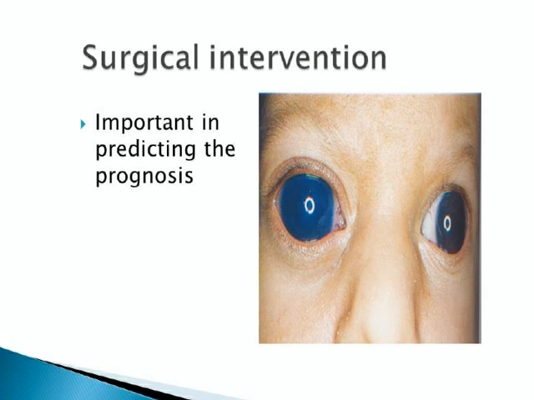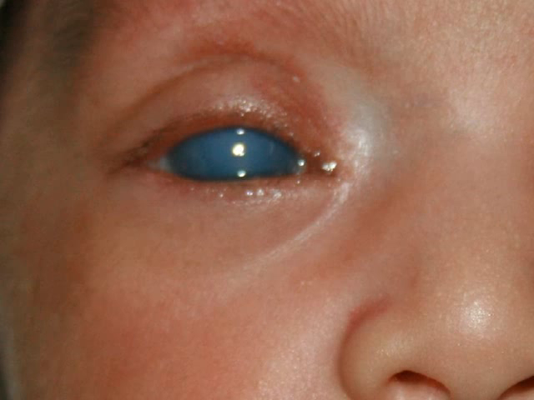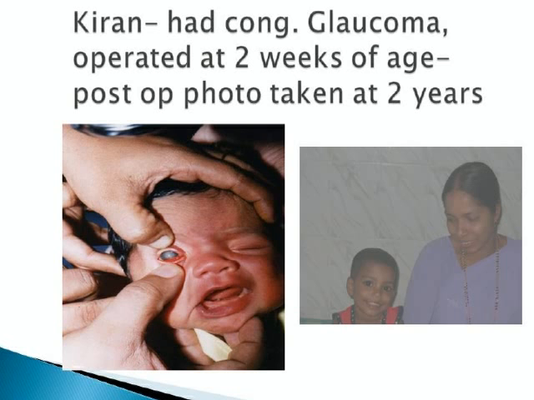Surgical intervention for congenital glaucoma. This is a child with congenital glaucoma. You can see the corneal edema, hazy cornea, large cornea. These children have to be taken up for surgery as early as possible. Here I am happy to present one baby who came to us at 2 weeks of age with congenital glaucoma, operated successfully. Now the child is about 2 years and seeing well.